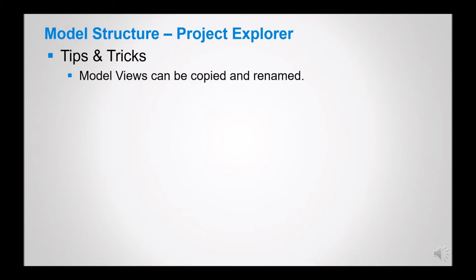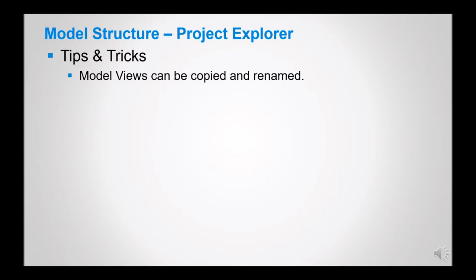So a few tips and tricks regarding model views. You can copy a model view as well, and you can rename it. So if you create a series of grid line views, you probably create the first one and you could copy them along, providing you know the spacing between your grids, and you could rename them appropriately.